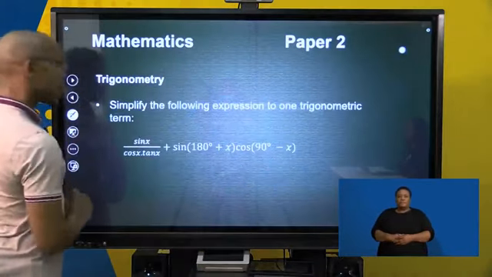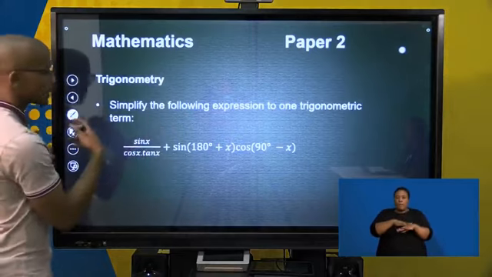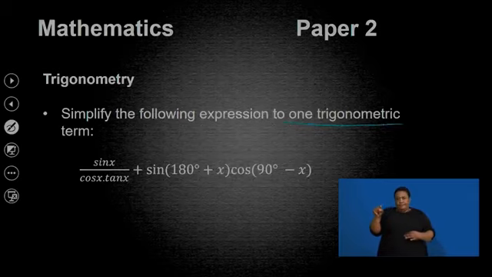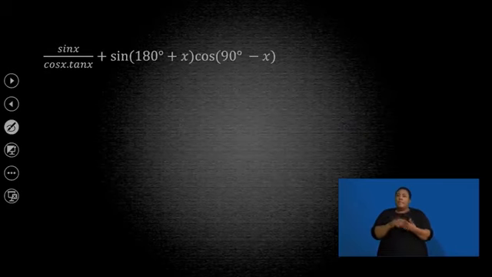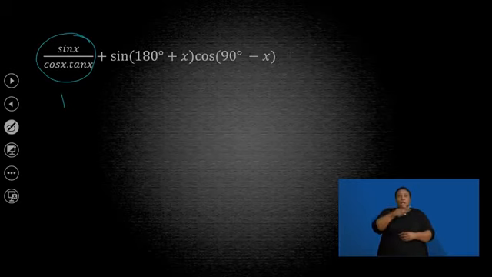Now, let's apply this into a bigger question. It says, simplify the following expression into one trigonometric term. Your trigonometric term can be sine, can be cos, or it can be tan. Now, you know that from the previous question that we did, we got that as 1. So I don't really need to be looking at that because we already know that that is equal to 1. And this will be plus.